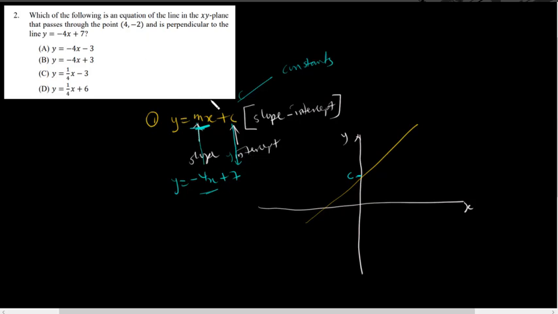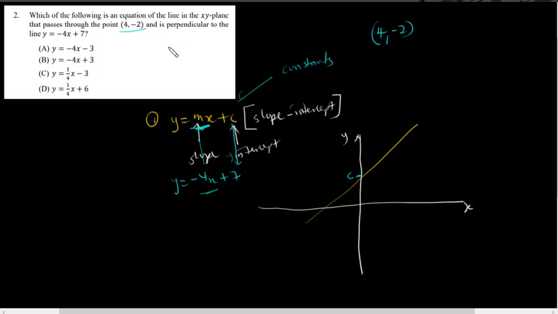Now, to solve this, if you are told that the point (4, -2) lies on the line, or the line passes through the point (4, -2). If you look at the question, it says which of the following, that is A, B, C, D, is an equation of the line in the xy plane that passes through the point (4, -2) and is perpendicular. So let's take the first point. It says that it passes through the point (4, -2), and it adds that it is perpendicular to the line y equals -4x plus 4. Now the first statement, that is, it passes through the point (4, -2).